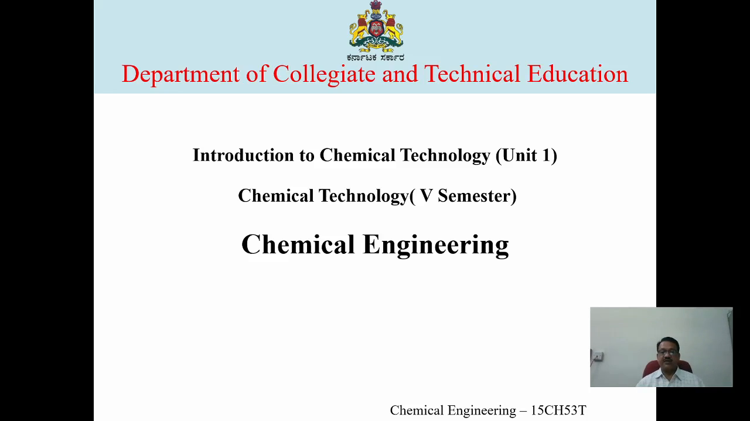Friends, we have discussed in the last session, that is session 4, about the production of phosphoric acid by electric furnace process and direct oxidation of elemental phosphorus. These two processes we have discussed in the last session, that is session 4.